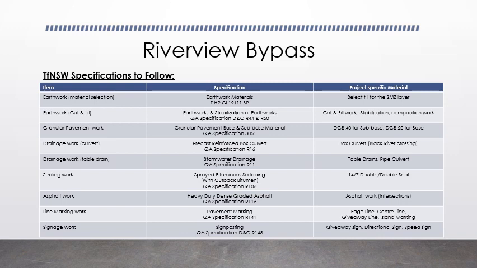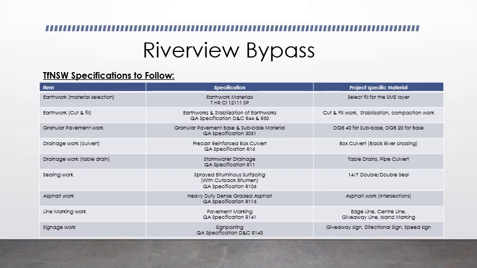The specification that we follow for this project will follow TFNSW specification. For earthwork, we'll follow earthwork materials. It's for the select fill for the SMZ layer that we have for the embankment. For the earthwork, curtain fill, we'll follow R44 and R50 for the stabilization. We have a curtain fill and a stabilization work. Stabilization we have in the northern section.